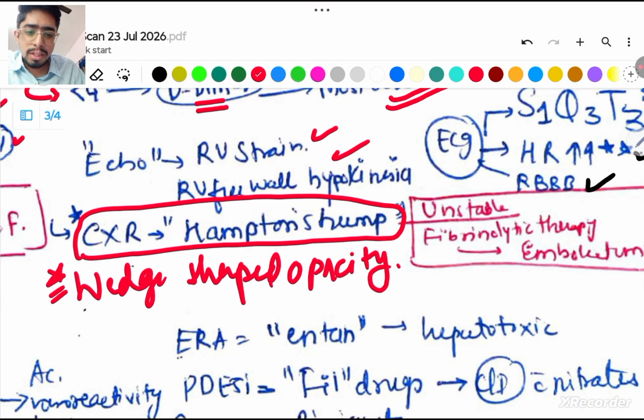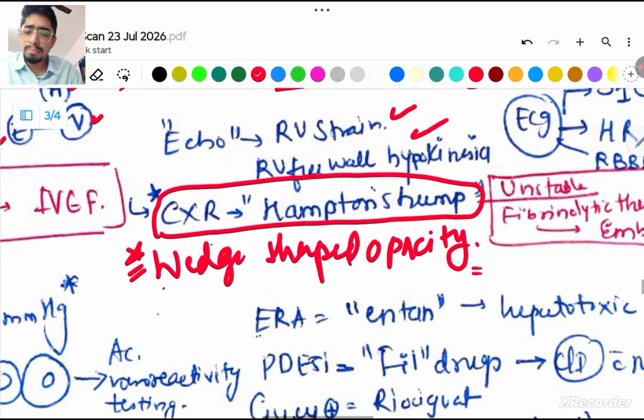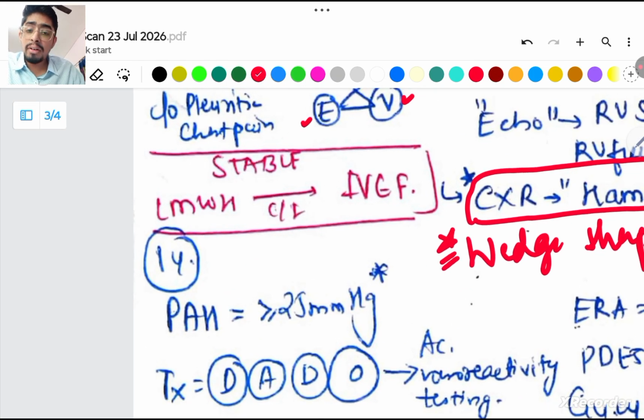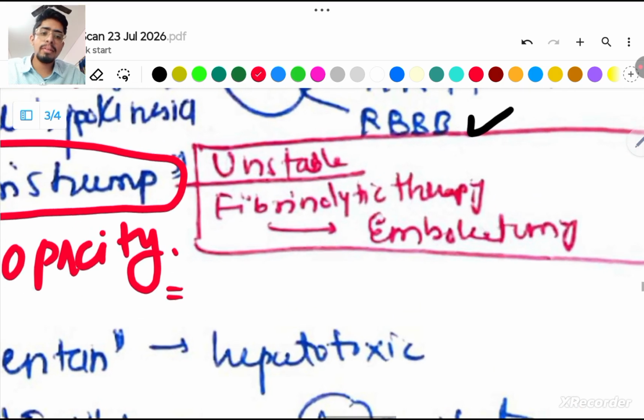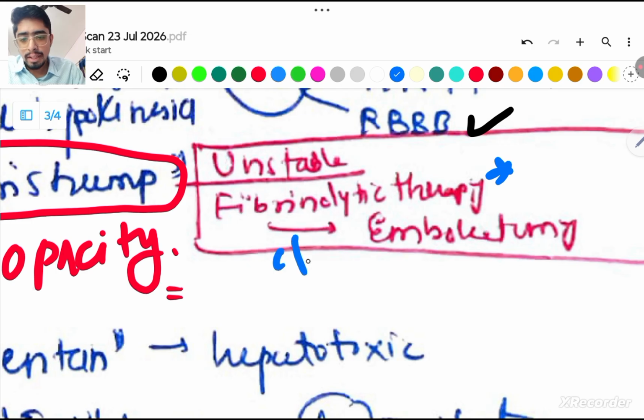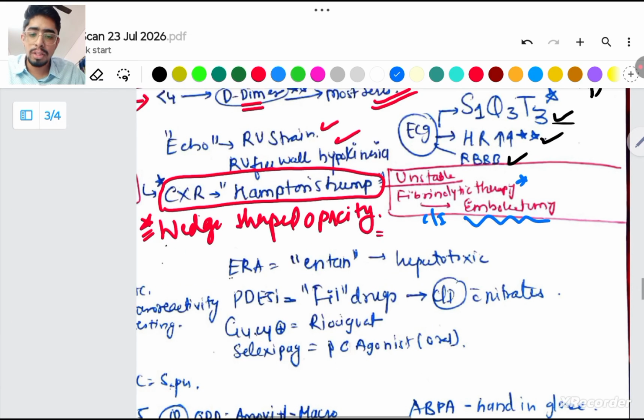Okay, so it is a wedge-shaped opacity. Now, for treatment, in stable cases, you can proceed with LMWH. If contraindicated, you can have your IVC filter. Now, if the patient is unstable, definitely we will go on and break the clot by fibrinolytic therapy, or if that is contraindicated, then we will go for embolectomy. Yes, retrieval of the embolus.